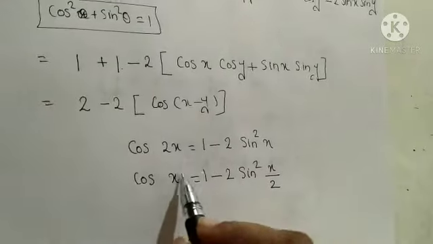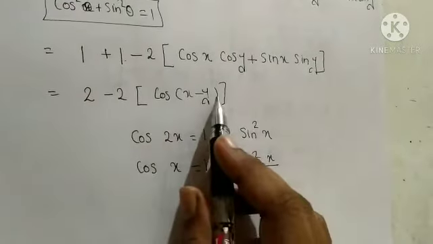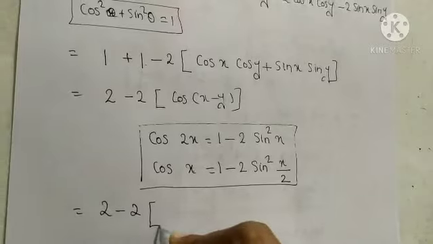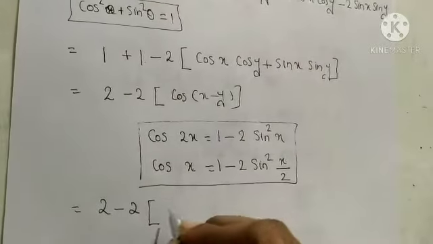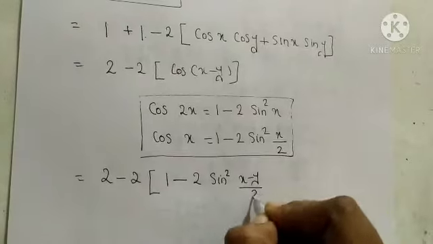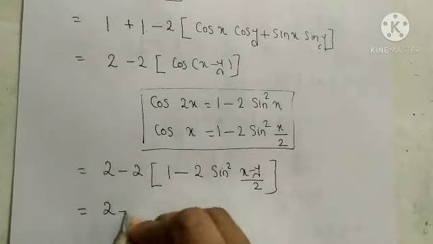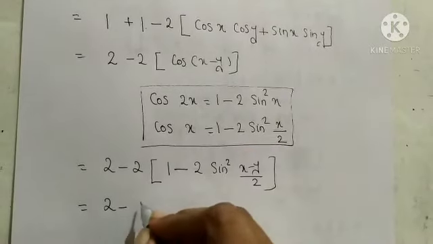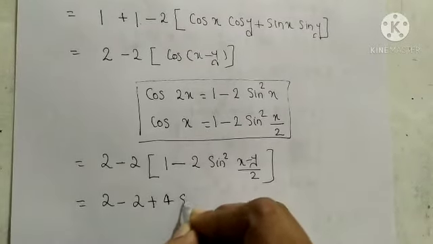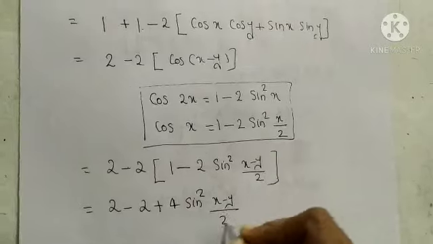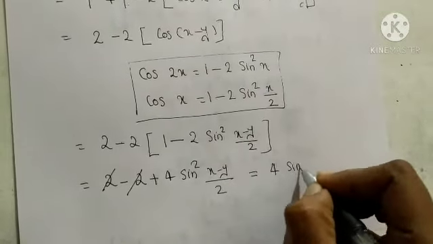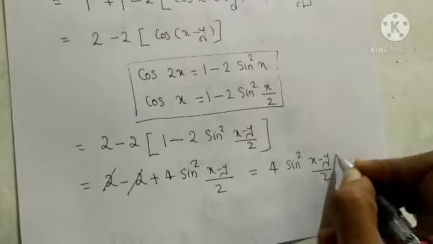Alright, so next I'm going to replace this x by x minus y. Here we get 2 minus 2 into, replacing this x by x minus y, the formula will become 1 minus 2 sin square (x minus y) by 2. Okay, so next I am going to open this bracket, so it will become minus 2 here, and minus 2 into minus 2 will become plus 4 sin square (x minus y) by 2, and plus 2 and minus 2 will cancel each other, and here we get 4 sin square (x minus y) by 2.